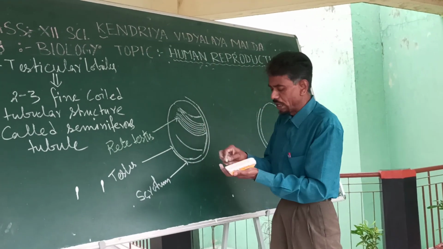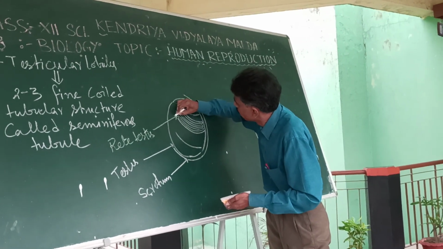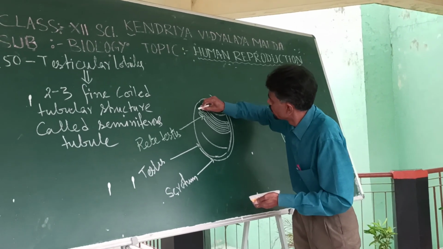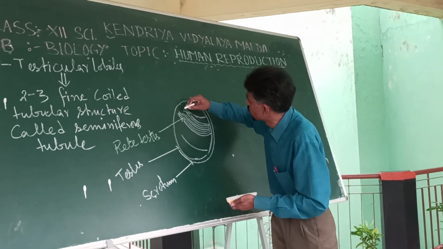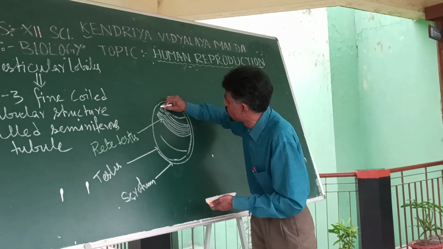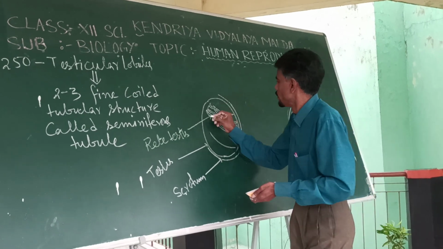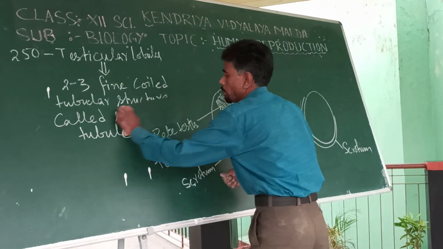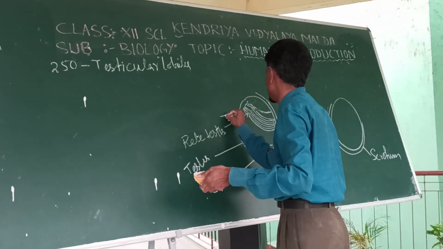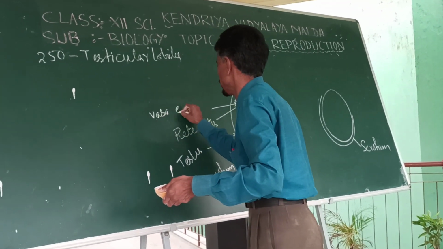Now these rete testes then open into another duct. These ducts are called vasa efferentia. This is called vasa efferentia.